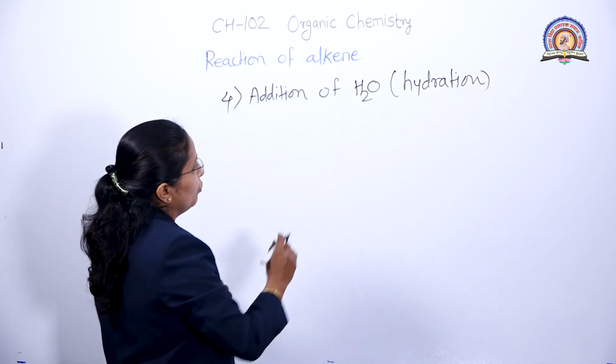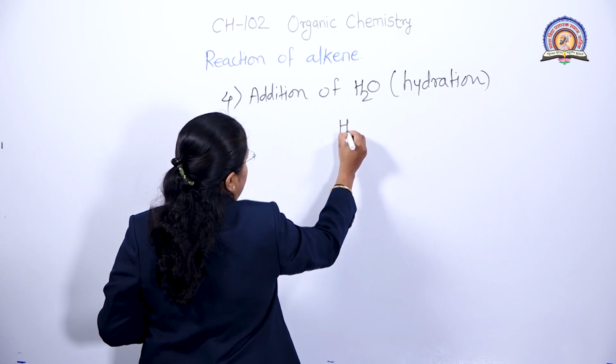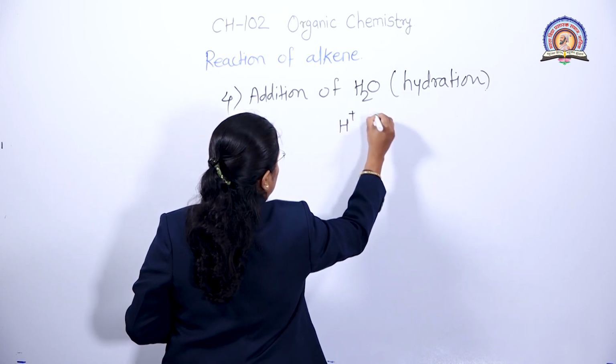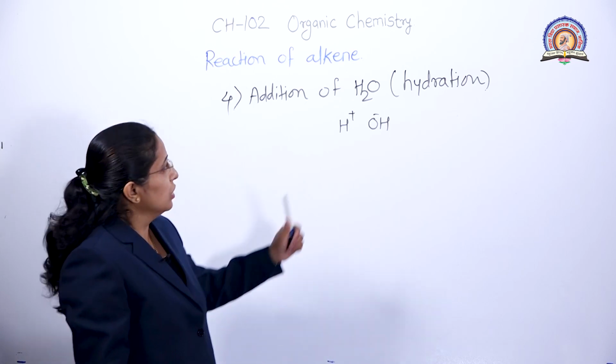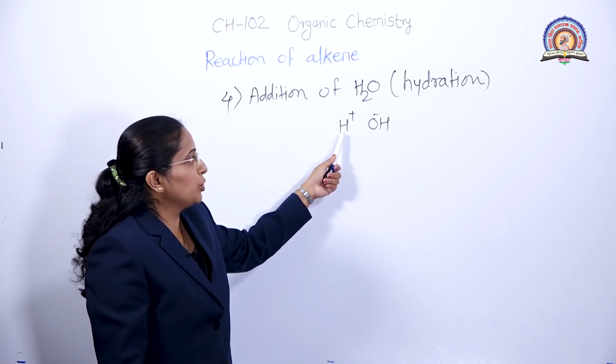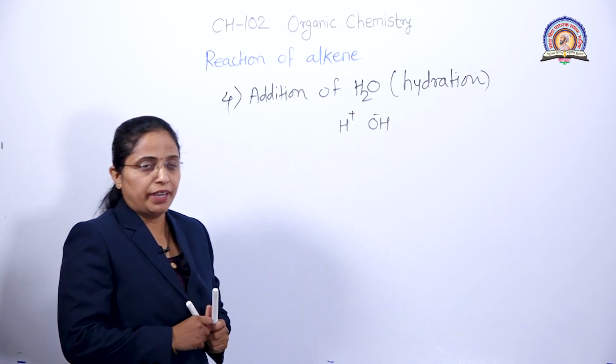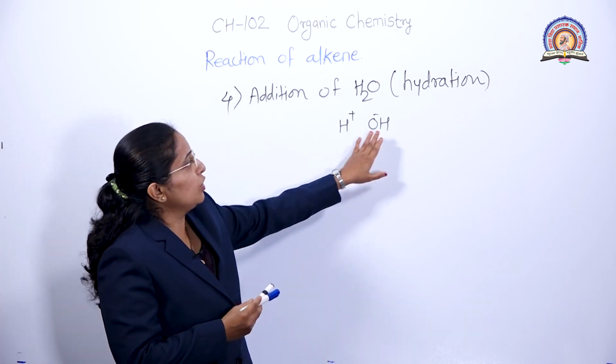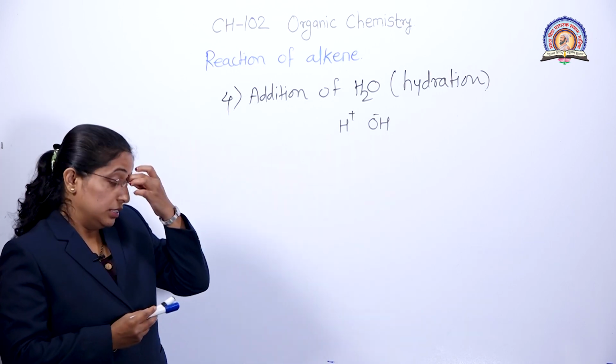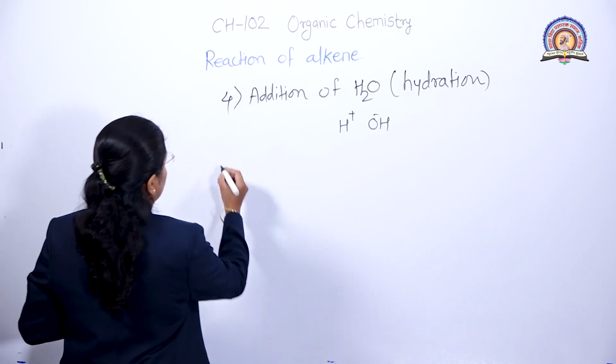Hydration reaction. We know that this water molecule is H plus and OH minus. After dissociation, this water molecule shows H plus and OH minus. So let us discuss the addition of this H plus and OH minus into the alkene.